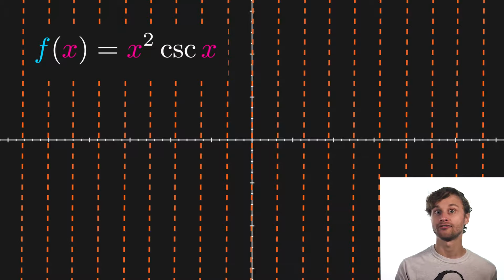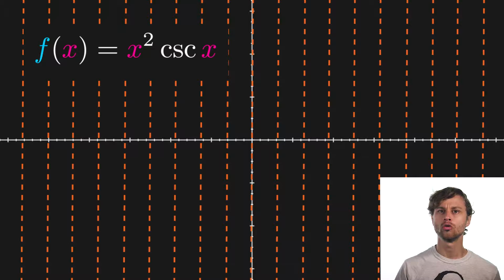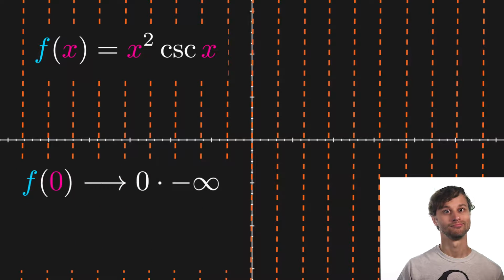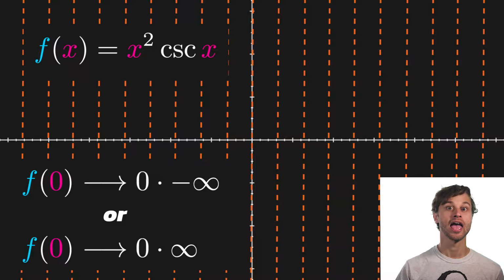We know that the cosecant function is undefined at x is equal to 0, but the quadratic function goes to 0 when x is equal to 0. So we have this indeterminate form, 0 times negative infinity, or really positive infinity here, because the cosecant actually diverges at that point in terms of its end behavior at the line x is equal to 0.